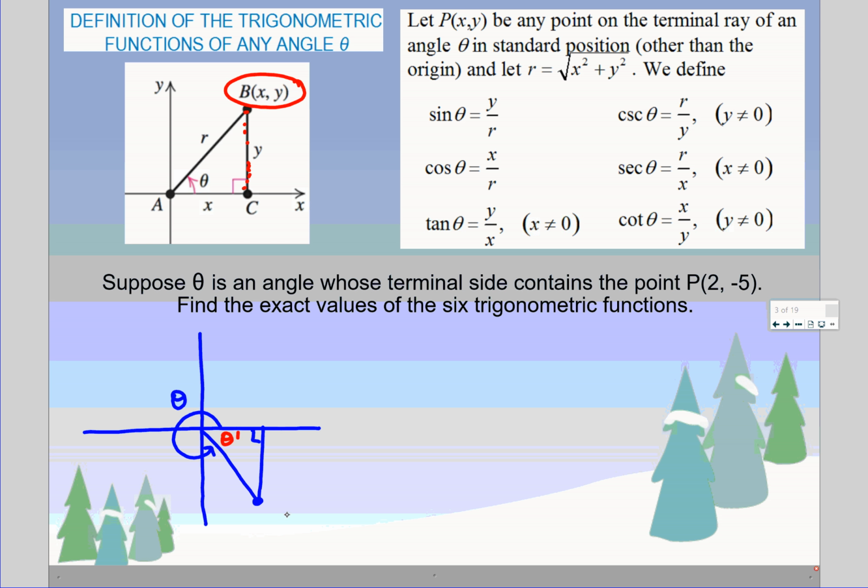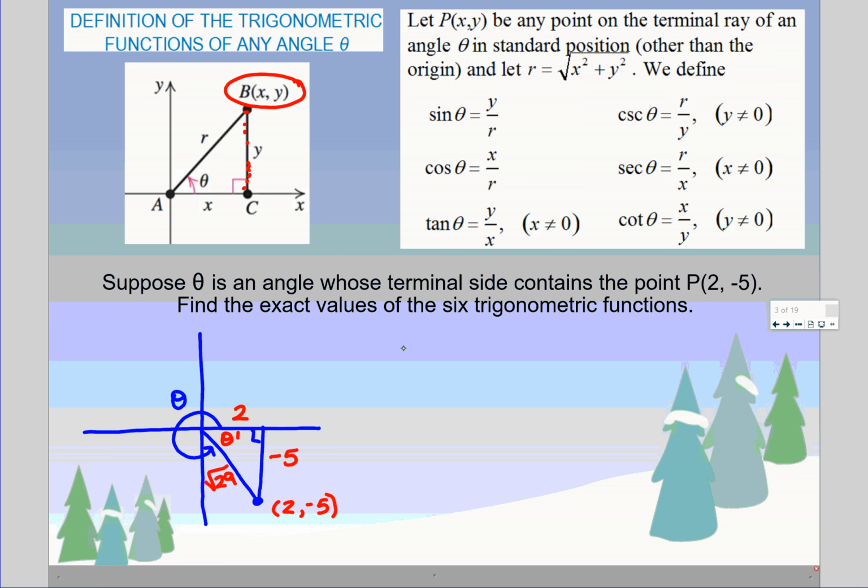Now the point was (2, -5). So I can label 2 of my sides. My x, left-right, is 2. My y, up-down, is -5. And then we can always get the hypotenuse by using the Pythagorean theorem. This is probably quick mental math, right? 2 squared plus 5 squared gives me 29. Take the square root of it. The hypotenuse is rad 29.